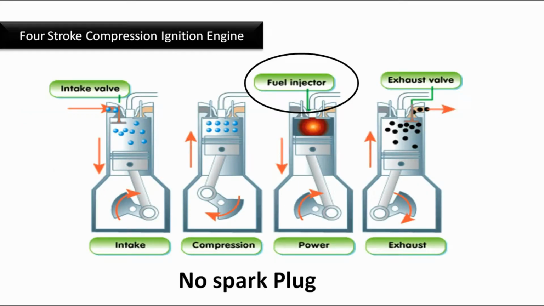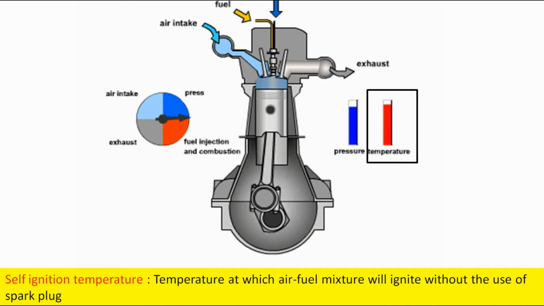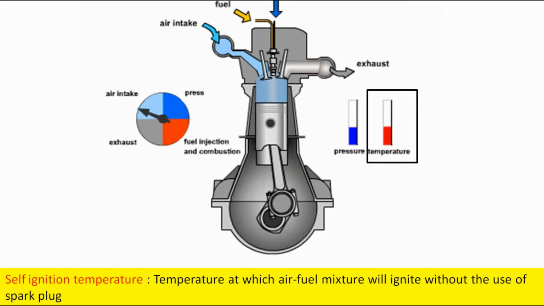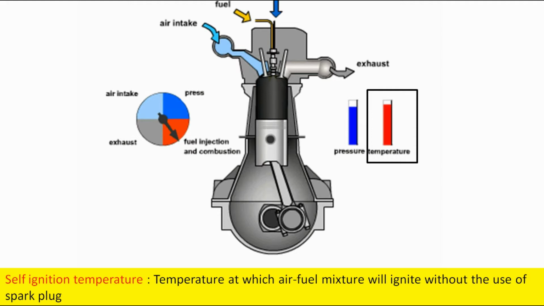In a 4-stroke CI engine, during intake stroke, only air is taken in and fuel is injected through a fuel injector just after a compression stroke. Because of higher temperatures in cylinder, fuel-air mixture reaches self-ignition temperature and self-ignites. So there is no need of spark plug in CI engine. But what is self-ignition temperature? The temperature at which fuel-air mixture will ignite without the use of spark plug is called self-ignition temperature.